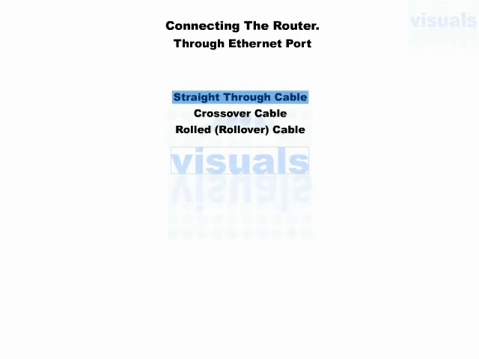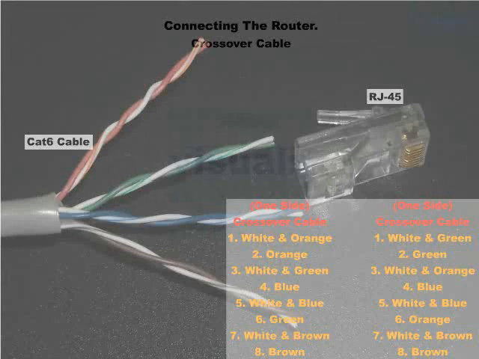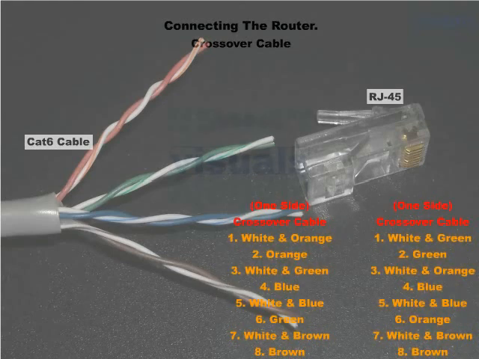Now another thing is regarding the crossover cable. The wire is the same, your RJ45 clip is also the same, but this time let me get into the crossover cable. Here you can see this is a Cat6 cable. This is the RJ45 clip, same wires. Now let me show you what happens for a crossover cable.